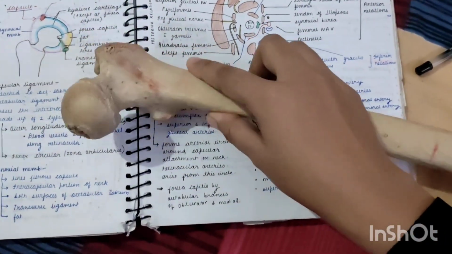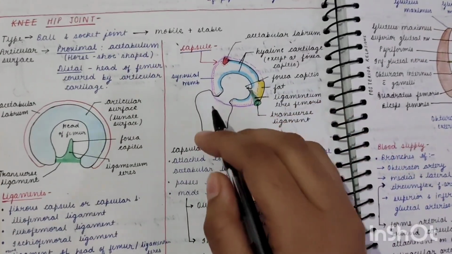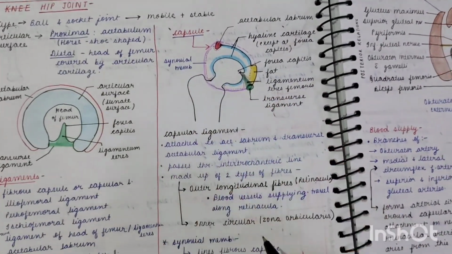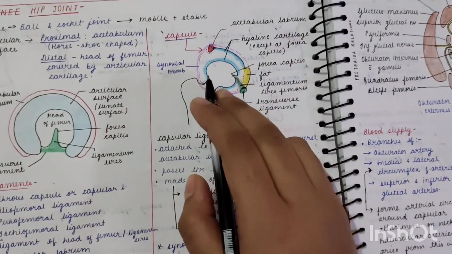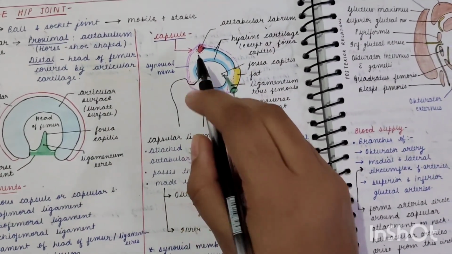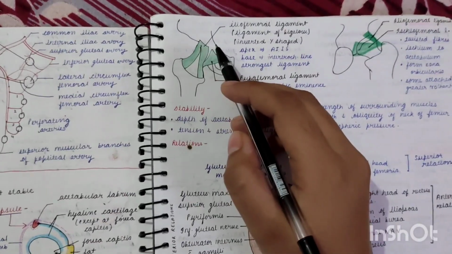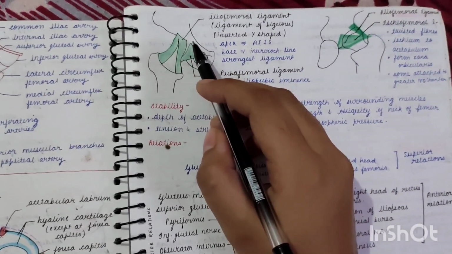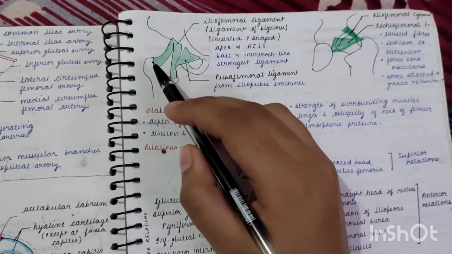Now about the intertrochanteric line and intertrochanteric crest. As you can see in this diagram, the capsule of the hip joint passes through the intertrochanteric line. So the intertrochanteric line provides the attachment to the capsular ligament of the hip joint. There is an additional ligament called the iliofemoral ligament, which is from the ilium of the hip bone to the femur.